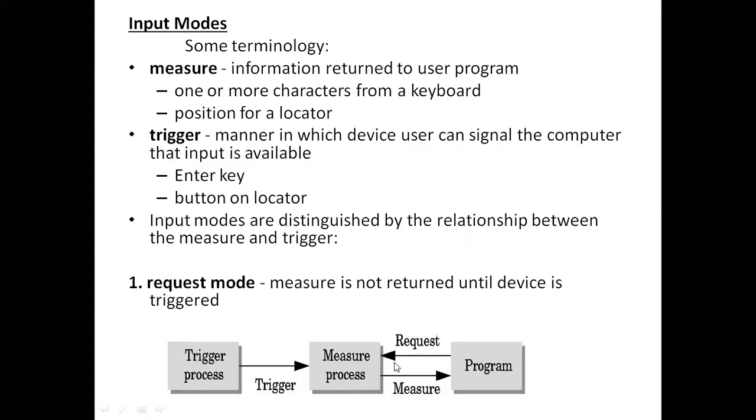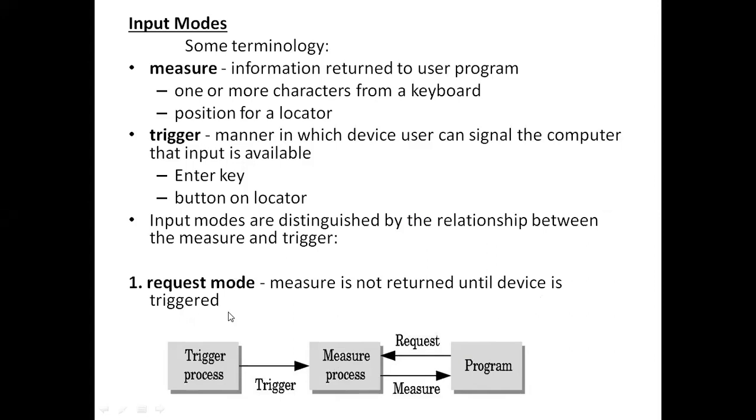See here, this is the block diagram. Now here I have a program. This program will request for measure. It requests for measure in the sense that my program is requesting for the information, that is, requesting for the input. So next I will give the input. As soon as I give the input, my program doesn't take the input. That means the information is not returned to the program until the device is triggered.